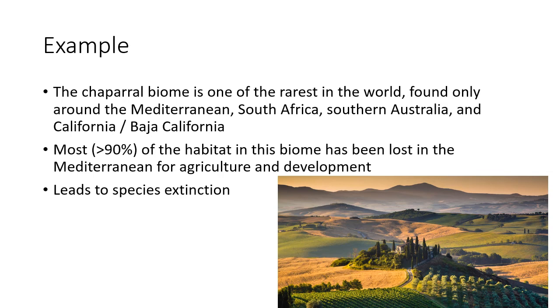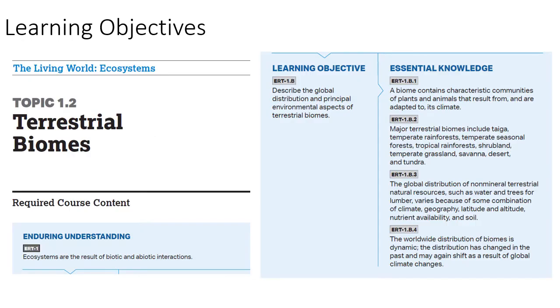If you're removing 90% of a habitat, you're going to remove many of the individual animals in that area, many of the individual plants in that area, and you could remove entire populations from that area. You could lead to the loss of species in that area or the extinction of species. So it is a very big issue, especially when we talk about biodiversity later on in the school year. All right, so that's it for biomes, or at least terrestrial biomes for right now.